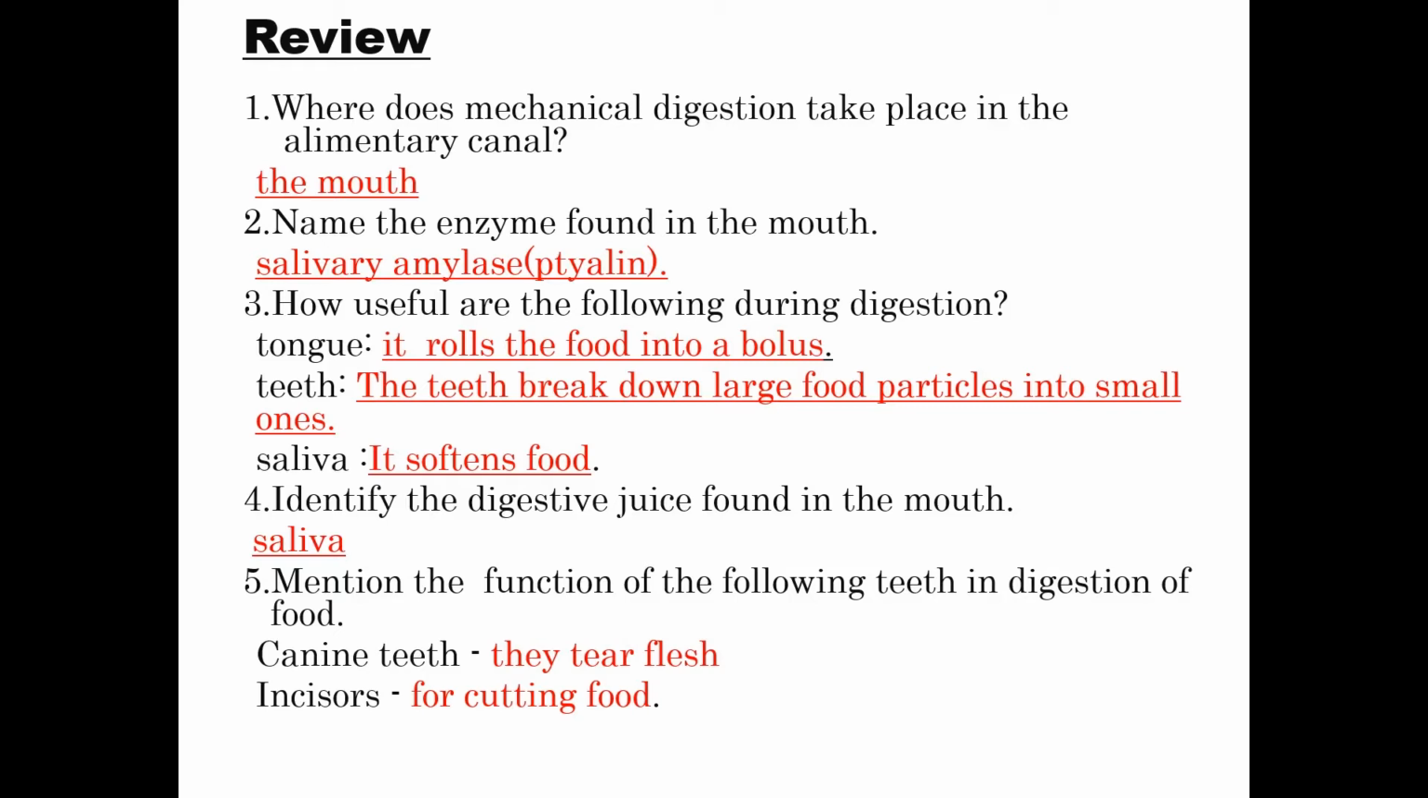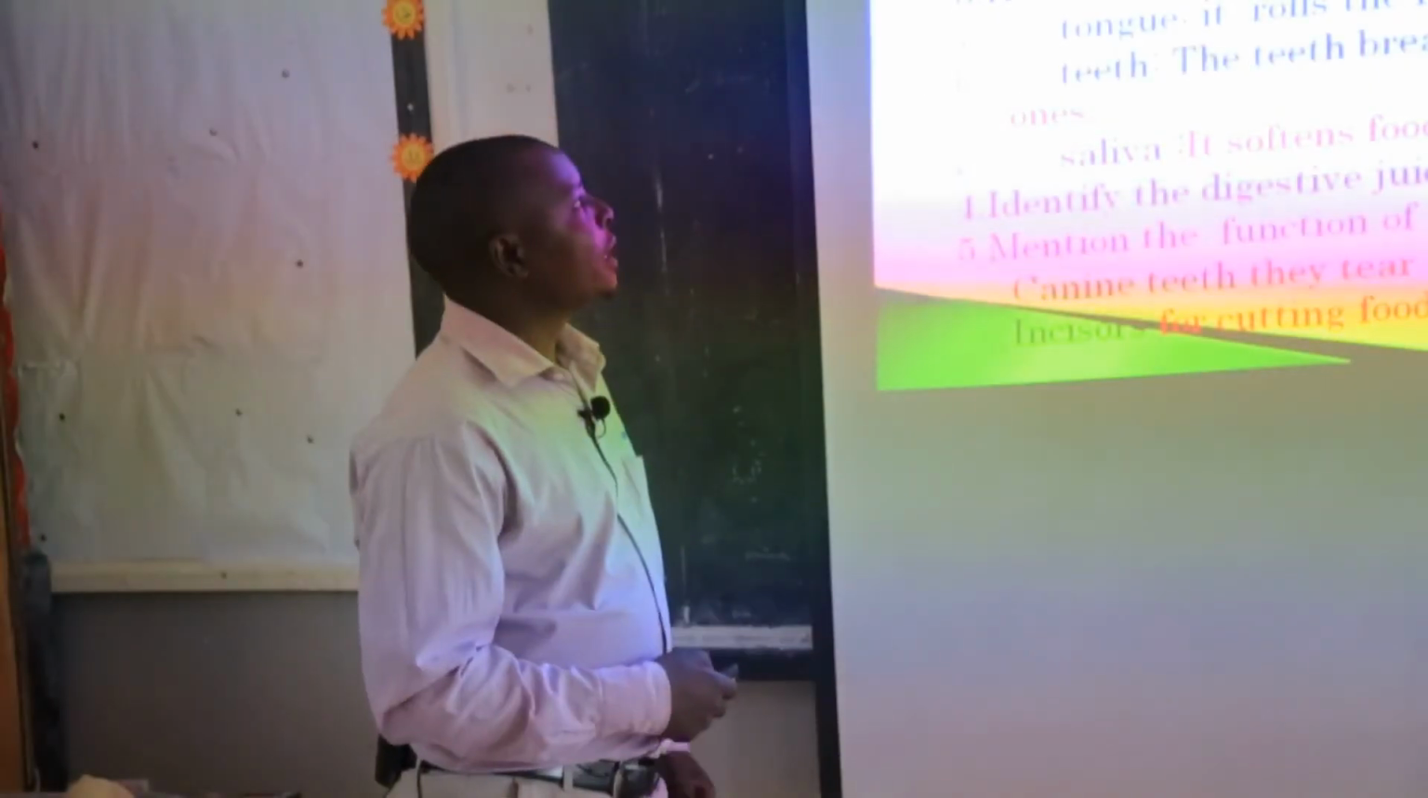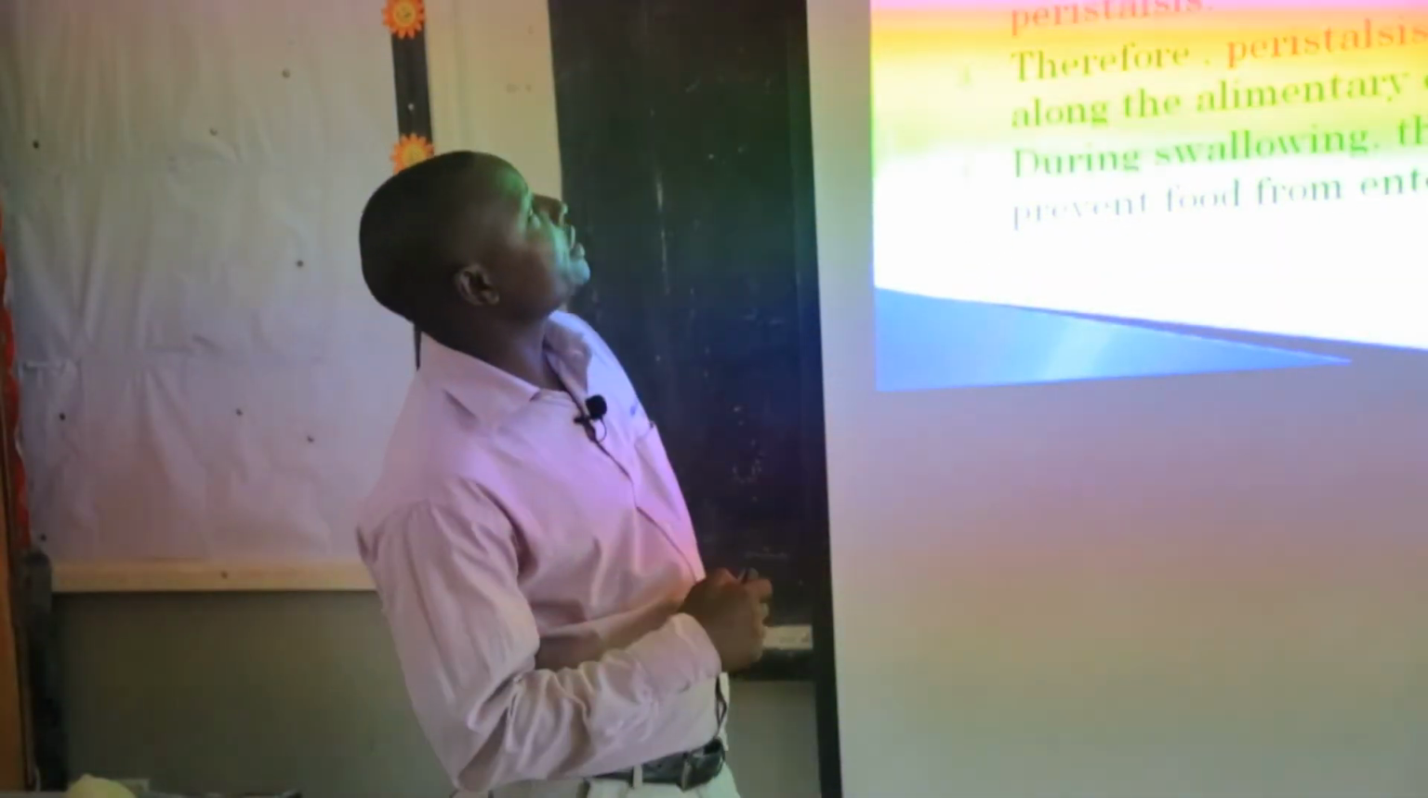Then mention the function of the following teeth in the digestion of food. 1, canine teeth. Canine teeth tear flesh. Their work is to tear flesh. And the incisor teeth are for cutting or biting food. Cutting or biting food. Now, today's lesson we want to look at food in the gullet.